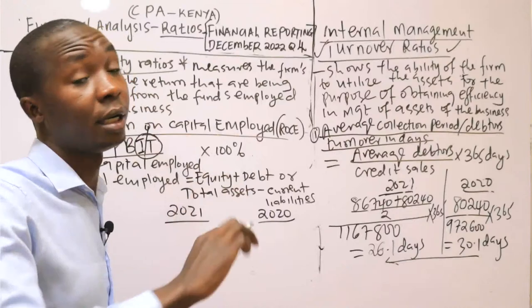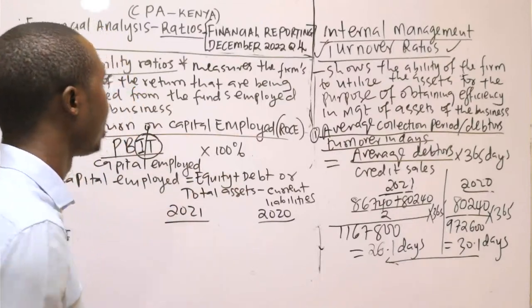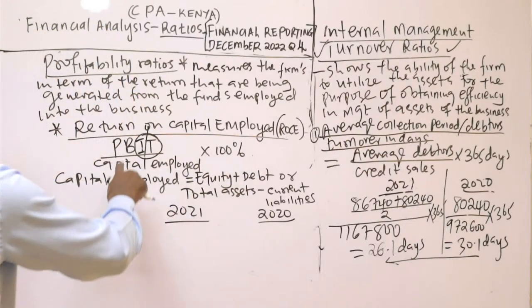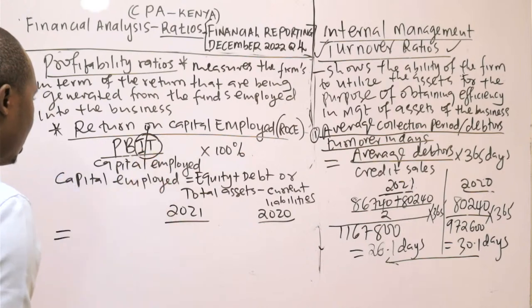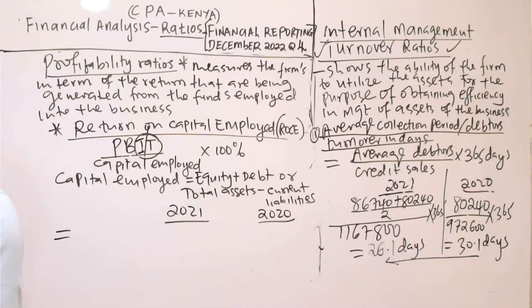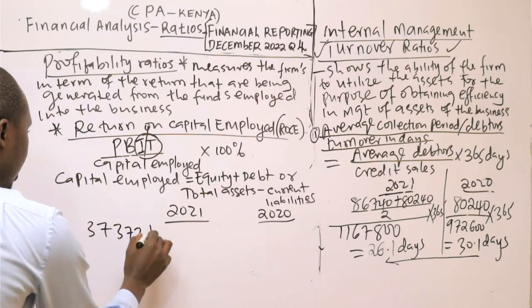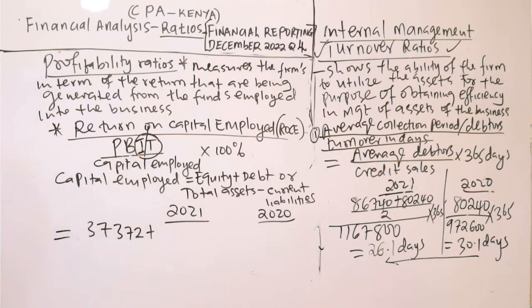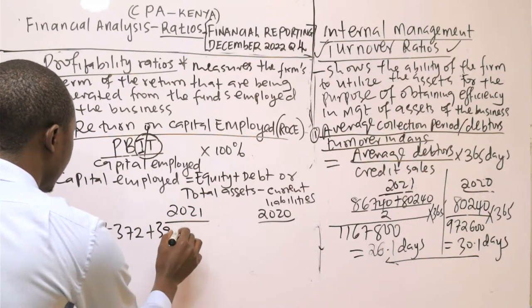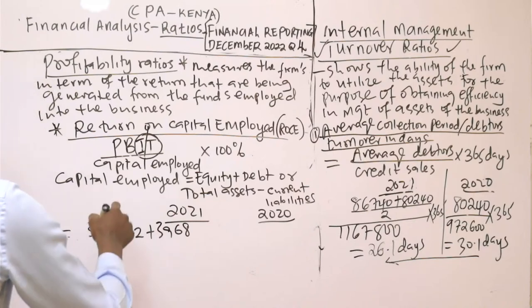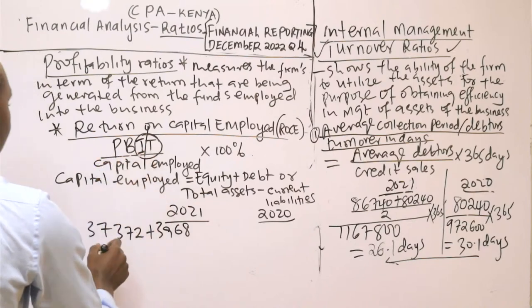We have the profit before tax, meaning that they have already deducted interest. So I have to add the interest back, because we need the profit before interest and tax. My profit before tax from the question is 37,372. So I need to add back the interest, which is 39,68, which has been deducted there.